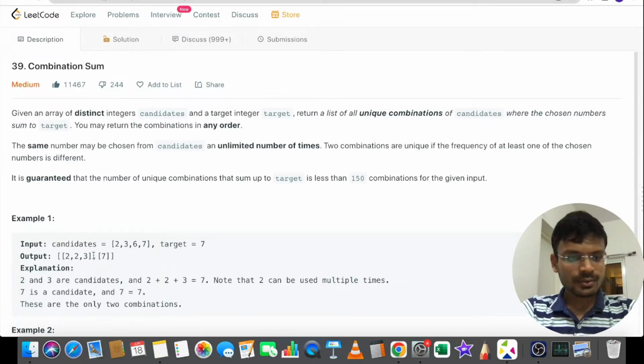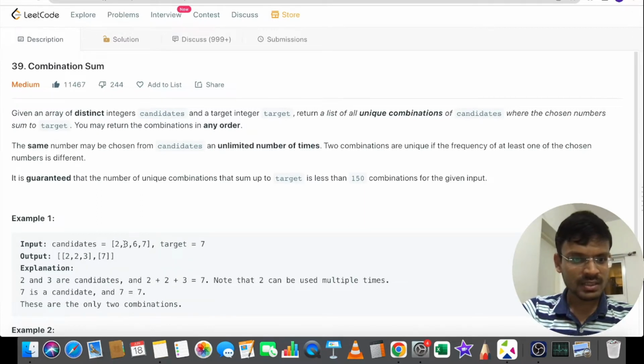All right, so just to brief, we are given an input array here, in this case 2 3 6 7, and a target sum, in this case it is 7. So we have to basically return which all subsets of the given input vector sum up to the given target. One more thing is we can take a particular number any number of times, unlimited number of times. So here this is the input vector, and obviously these integers would be unique.